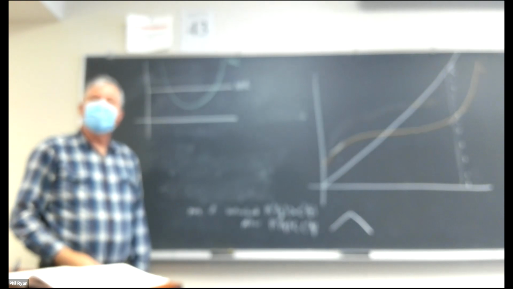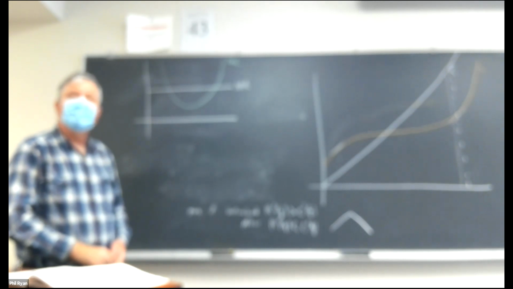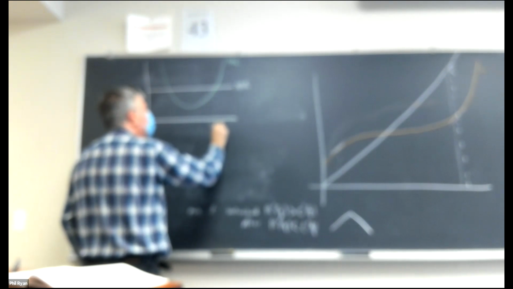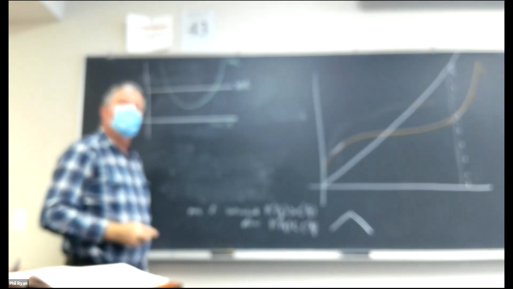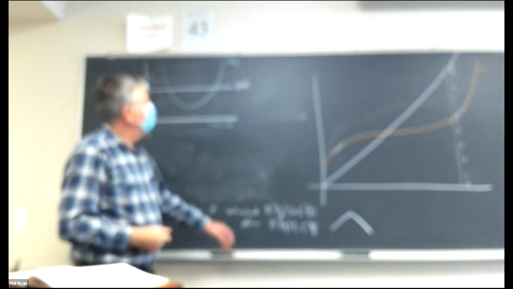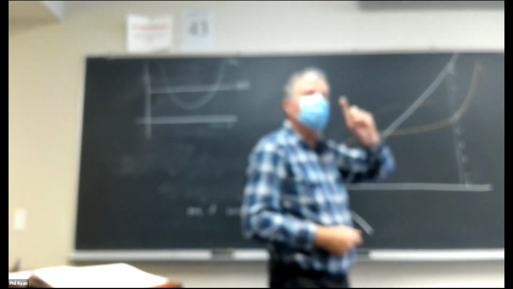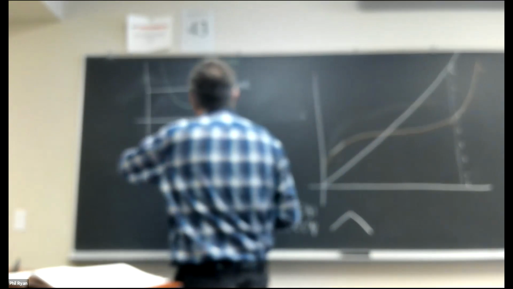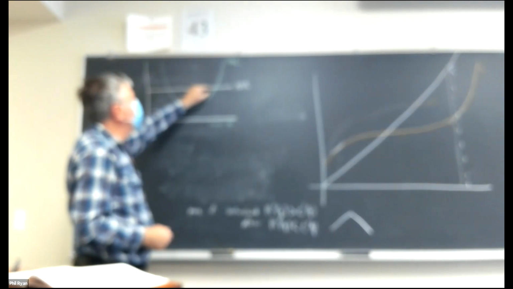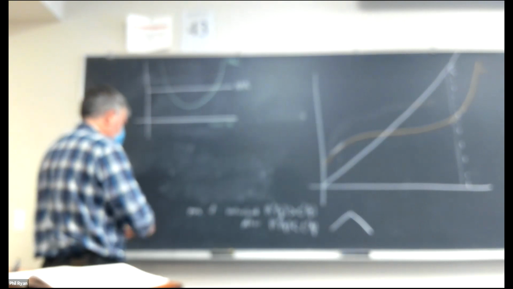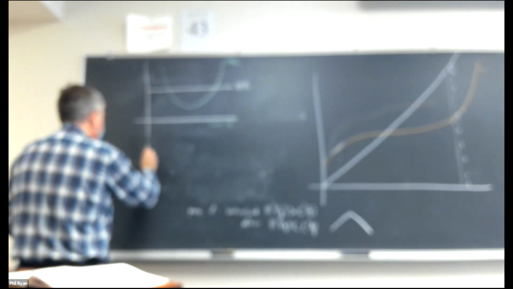Now, if I give you this situation, we can recognize where the maximum profit is going to be. It's going to be right there. Why? Because marginal cost equals marginal revenue. Beforehand, marginal revenue is greater than marginal cost, and afterwards it's less than.